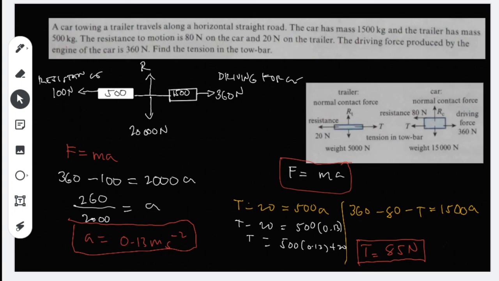Because this is positive, that is positive, we can say that this is really a tension. So the T here in the tow bar is really a tension, which is 85 Newton. Because later, if the problem asks what is the force, and you solve this way and you get negative, we can consider that that is a thrust. Remember that there are two forces: the pushing force and the pulling force. When we say pulling force, that is your tension. And the pushing force, that is your thrust or your compression.